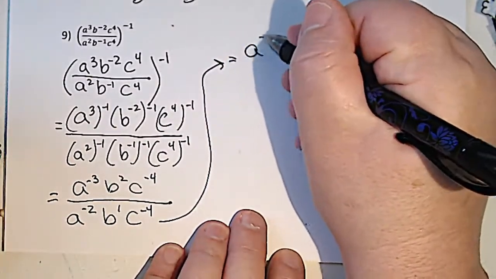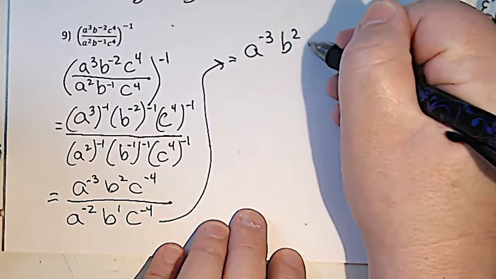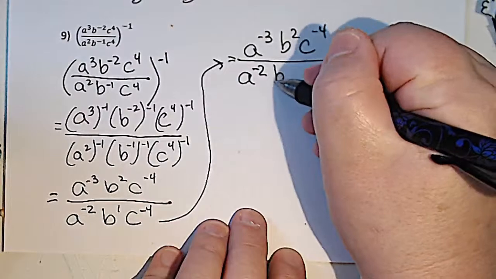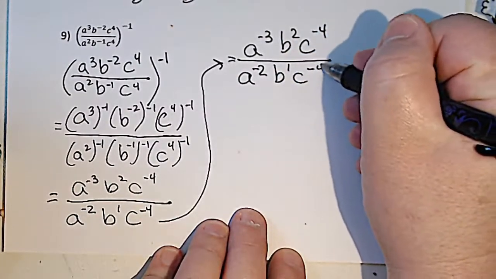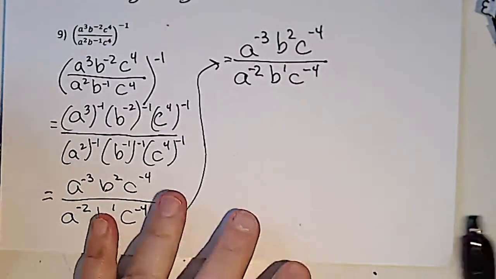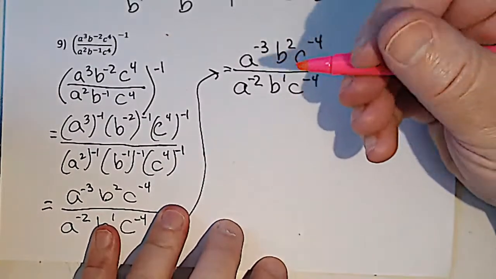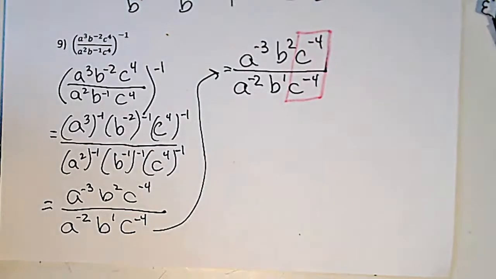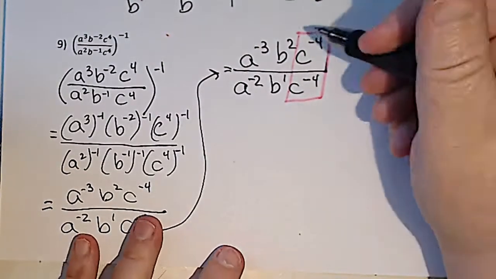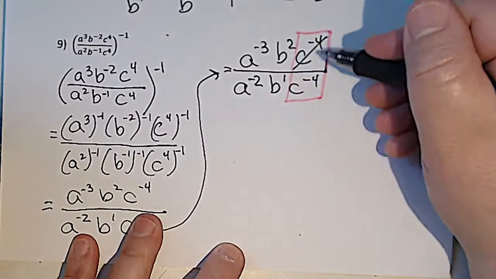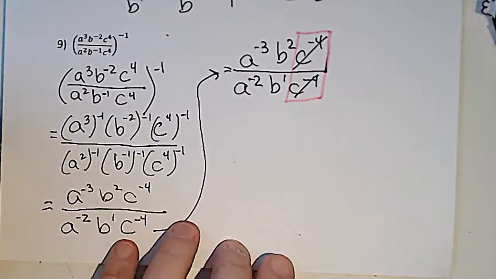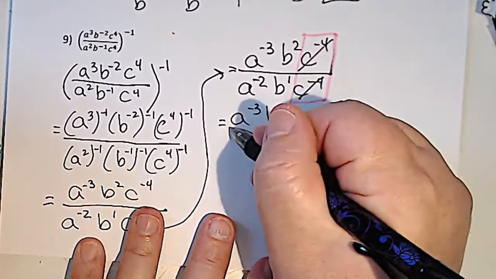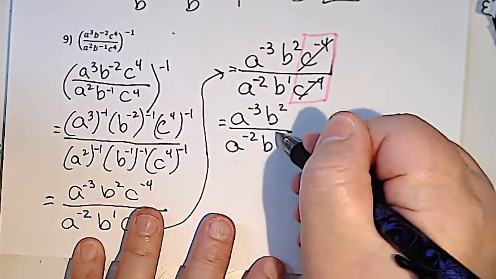So I've got a to the -3rd, b squared, c to the -4th, all over a to the -2, b to the 1st, and c to the -4th. First thing we notice, just like the one above, wow, what a coincidence. We've got these two match exactly. And if something matches exactly, signs and numbers, it cancels. Okay. So then I've got a to the -3, b squared, a to the -2, b to the 1st.